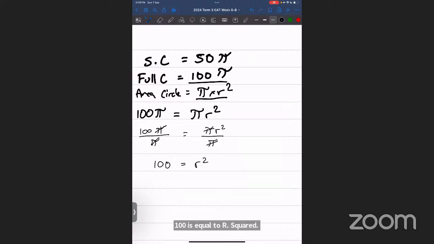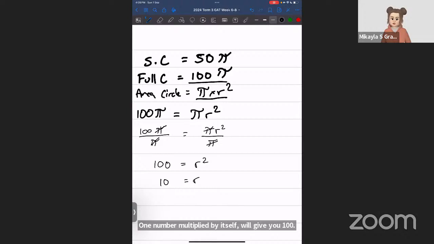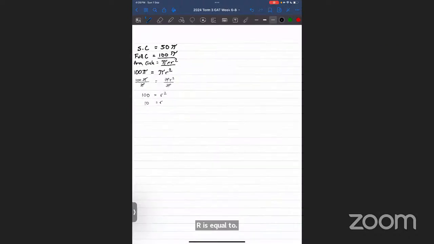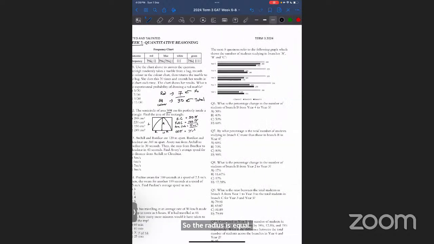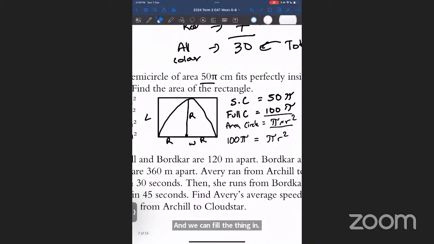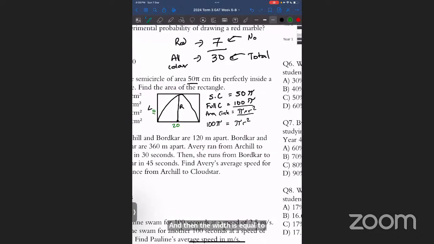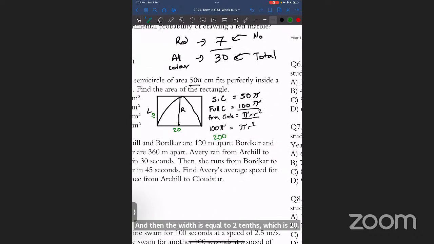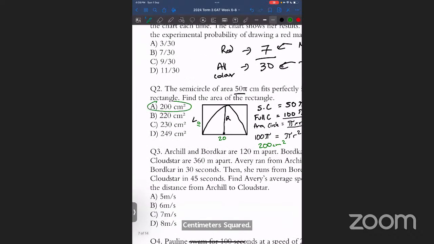And what number multiplied by itself will give you 100? R is equal to 10. So the radius is equal to 10. Now, since we know that, we can go back to this page and fill it in. So now we know that the length is equal to 10, and the width is equal to 2 times 10, which is 20. So the area is 10 times 20, which is 200 centimeters squared, which is option A.